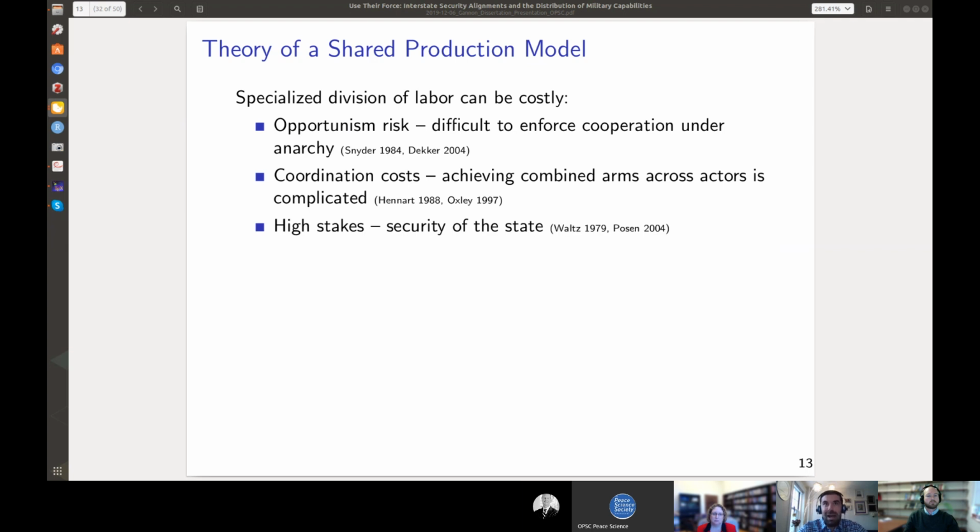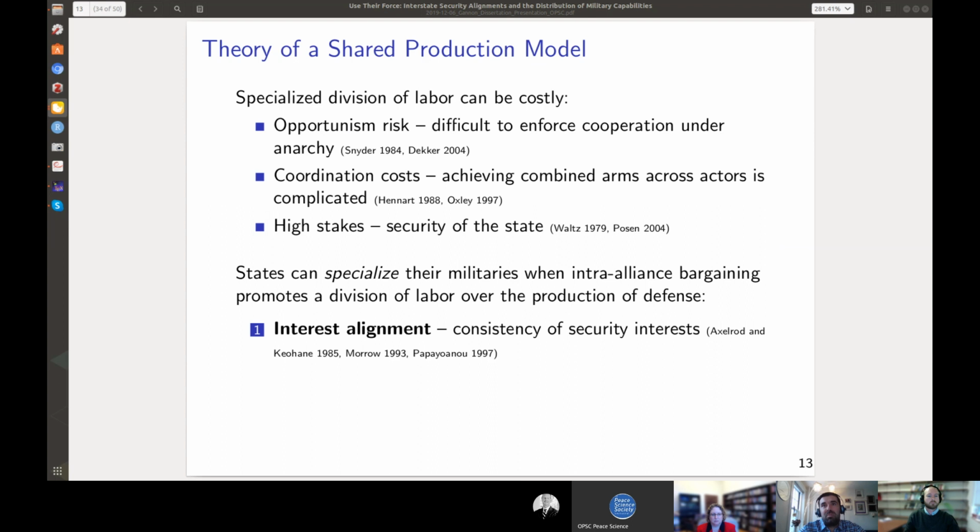And lastly, this is all happening in the realm of security, which is a really, really high stakes game for states. So while in economic realms, we sort of think that things like efficiency might matter, when it's the security of the state that is at stake, these questions, I think, are a lot more amplified, and these risks are something that policymakers are a lot more attuned to.